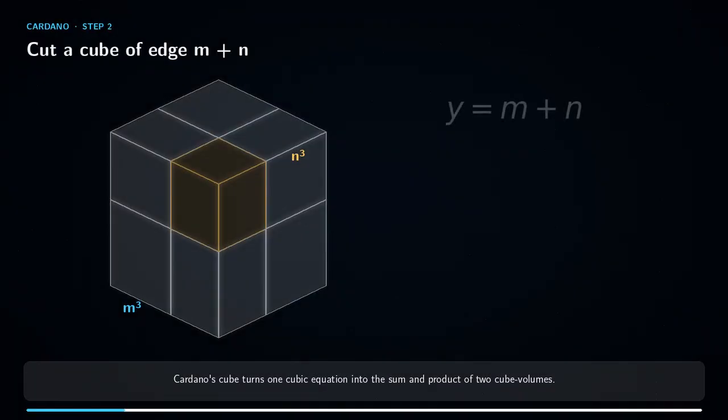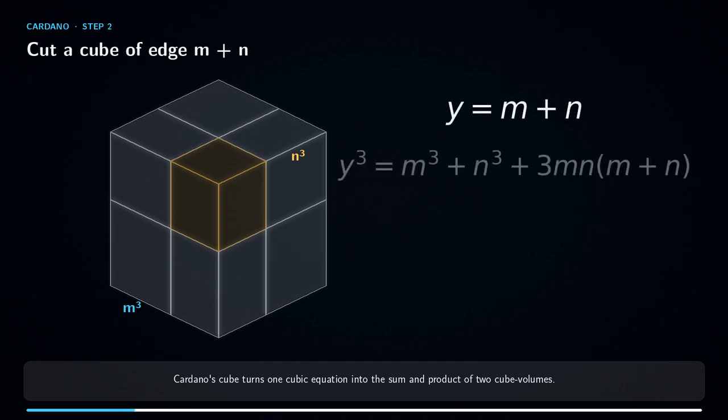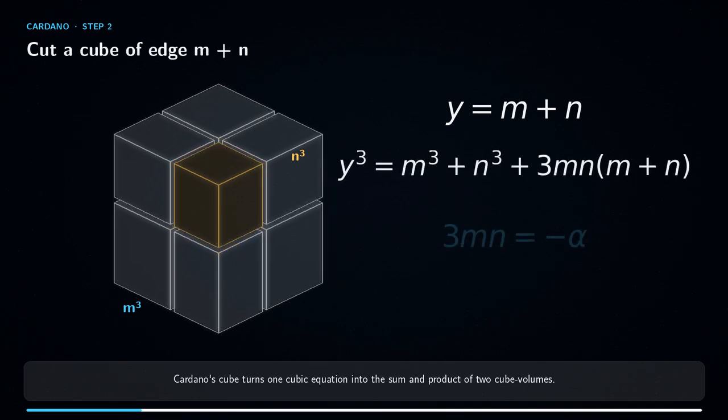Write y equals m plus n. A cube, whose edge is m plus n, cuts into 8 blocks. Their volumes give y cubed equals m cubed plus n cubed plus 3mn times m plus n. Substitute this into the depressed cubic. Choose 3mn equals minus a alpha, so the entire term proportional to y vanishes. What remains is m cubed plus n cubed equals minus b alpha.